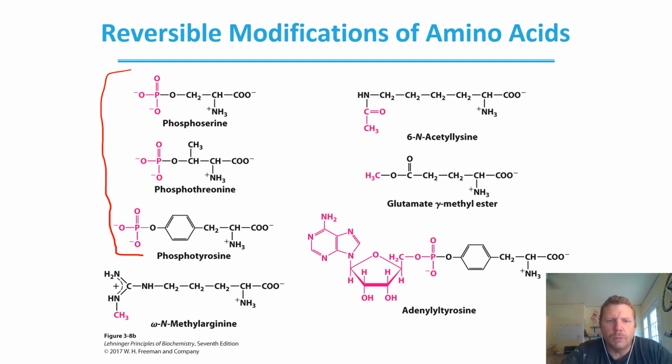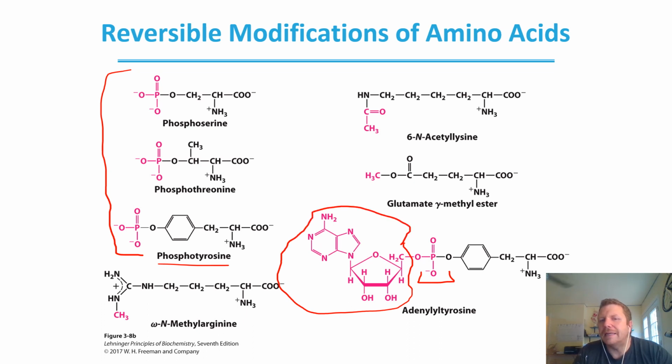Others that you should be familiar with would be the omega N-methyl arginine, adenylyl tyrosine. So that's adding, so to a tyrosine residue, you're adding a phosphate group. So that's similar to a phosphotyrosine. But then to that, what you're doing is you're adding an entire nucleic acid. You're adding an adenine or an adenosine, which is the nitrogenous base, and the ribose sugar to that. So adenylyl tyrosine, you've added a phosphate, and then you've added this whole other thing on there.